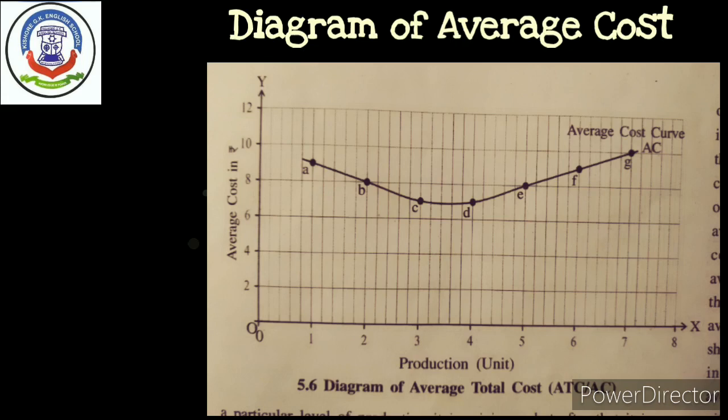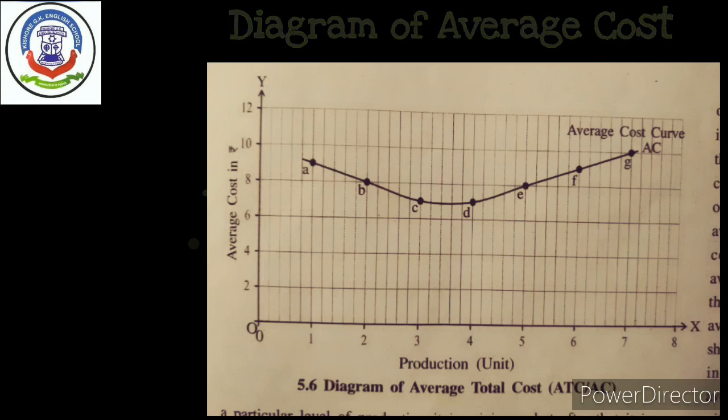After some units of production, the average cost decreases, but the increase in average variable cost is more in comparison to the decrease in average fixed cost, and due to this the total cost increases, and the average cost curve becomes U-shaped.